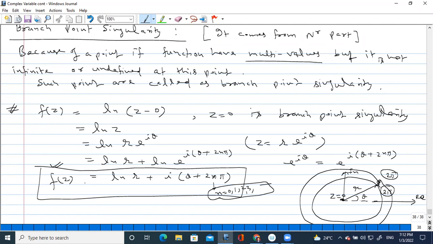But what is happening here in f(z), it will become 3 pi plus theta, it will become 4 pi plus theta, 5 pi plus theta, like this. 8 pi plus theta, like this, okay? So here what is happening? This f(z) value is multi-valued. So such kind of, so z equal to 0 here, because about z equal to 0, we are getting multi-values of f(z). So that's why z equal to 0 is the branch point singularity. Okay, note down this.